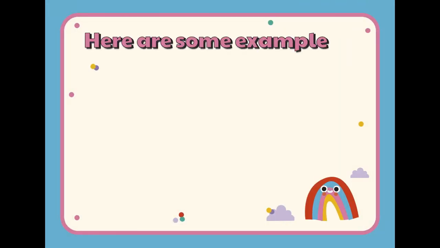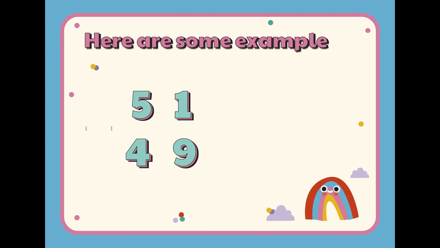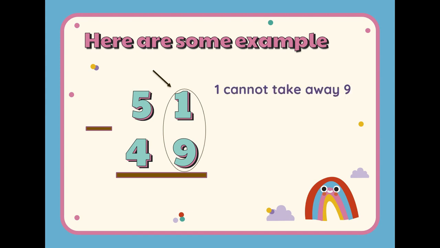Here are some examples. We have here 51 subtracted by 49, equals 2. The first rule is we subtract the ones place first. So we have here 1 and 9. We all know that the number 1 is less than the number 9. So 1 cannot take away 9. We must borrow from the 5.